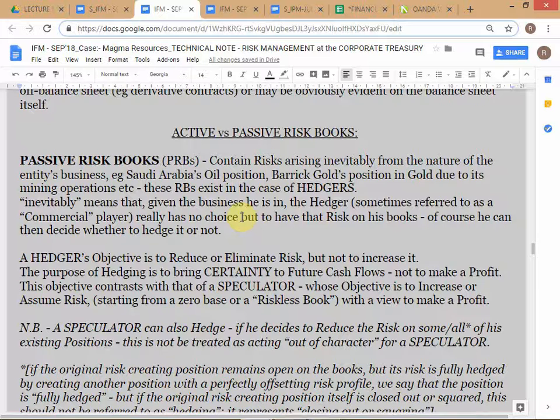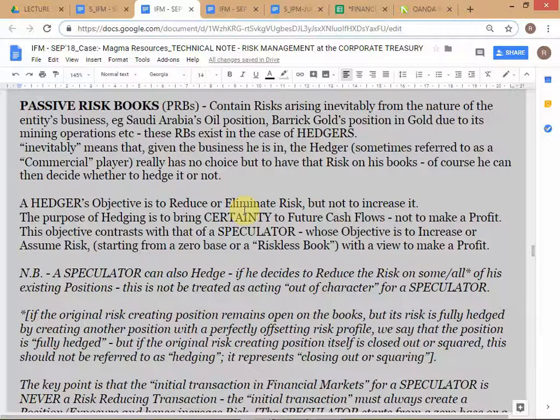Now this is a distinction that I've made just for you to understand that there are actually qualitative differences. Now think about what you were doing in your first term, in your earlier equity trading project. You started out with $1 million in cash. So there was no obligation.